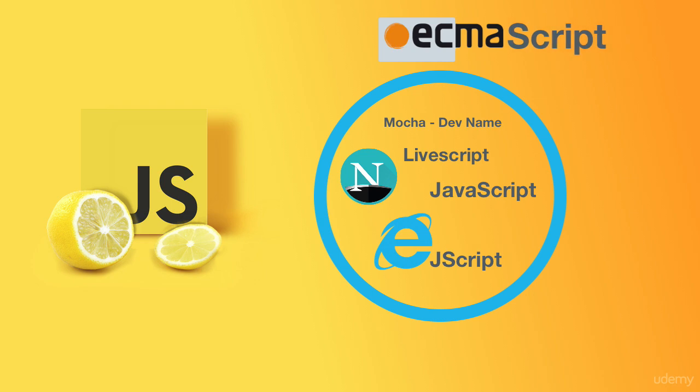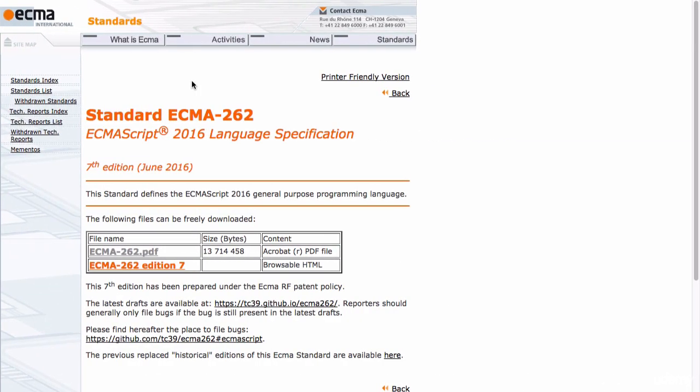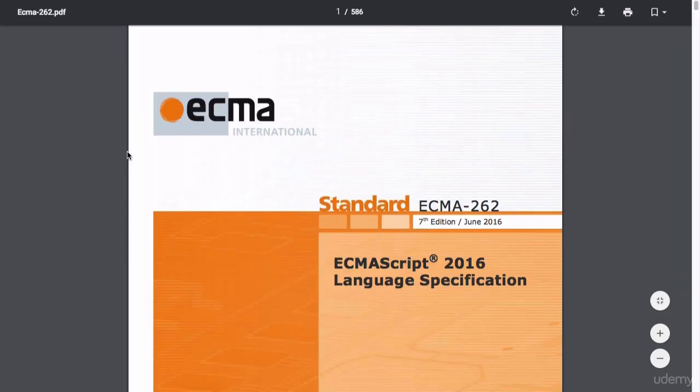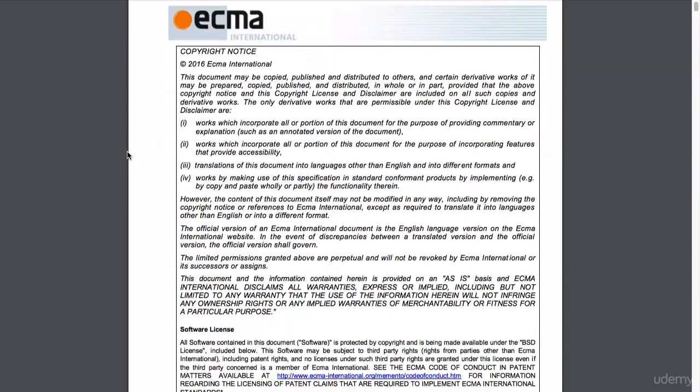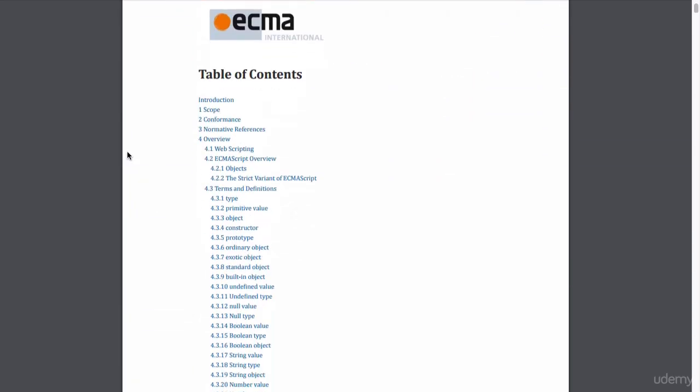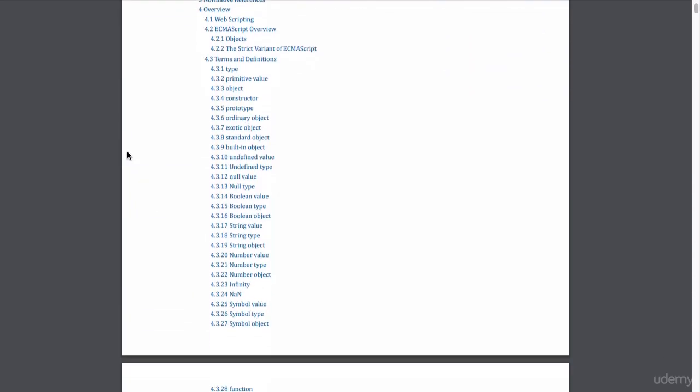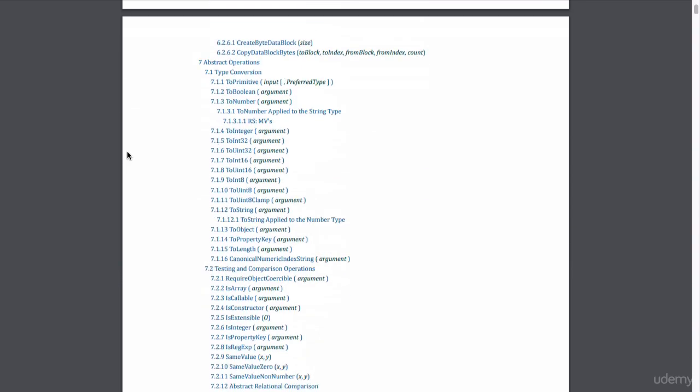Since ES1, or ECMAScript version 1, there have been many revisions. The most notable is ES5 in 2009, and now in 2017 we have ES6, which adds additional features to this language. You can visit the ECMA website to find white papers on the standards of this language to understand how it is supposed to work under the hood and what browser vendors should be adhering to.